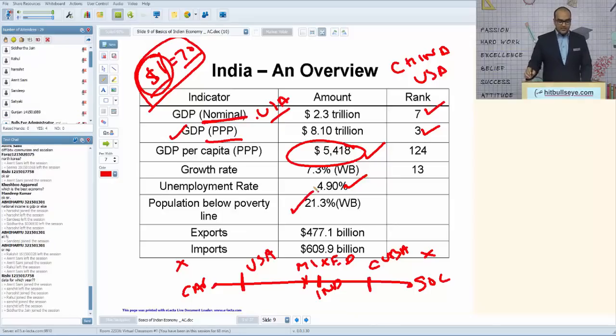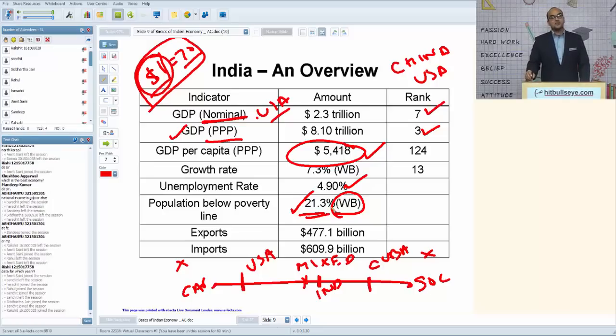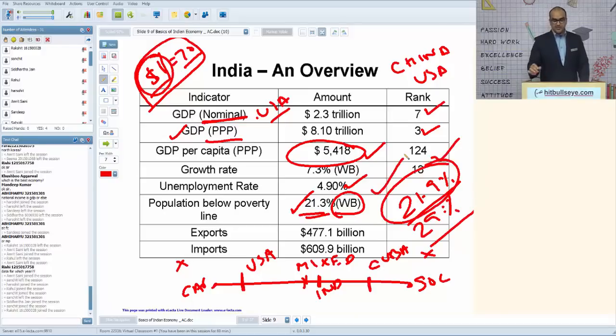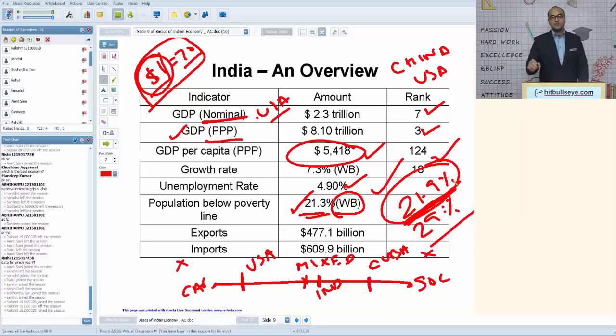Now you will find a large number of figures as far as population below poverty line. So the World Bank over here has quoted that India has 21.3% people who are below the poverty line. As far as the last census or Tendulkar committee report is concerned, the figure was 21.9%. Right now, another report has come which is saying 29%. So 21.9% is the last official authentic figure as far as poverty ratio in India is concerned. If you have to quote, then you quote this particular figure.